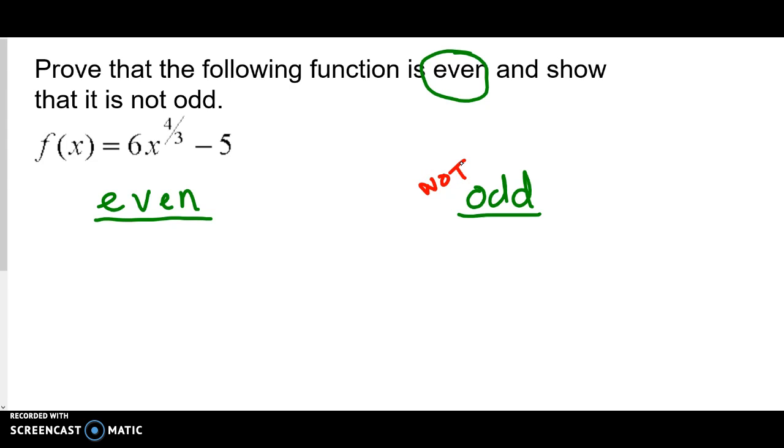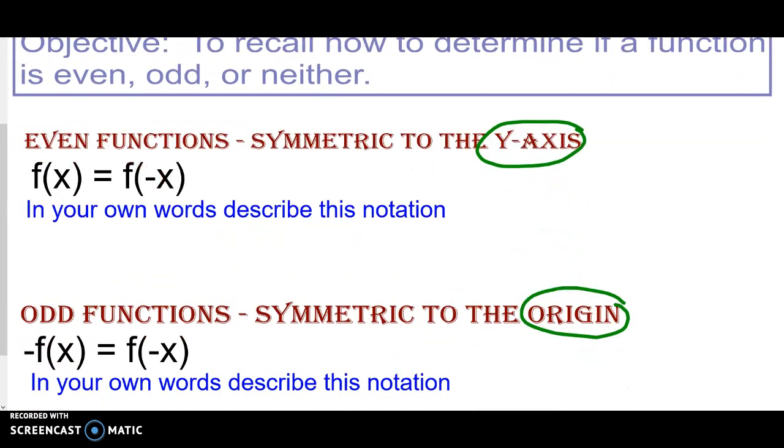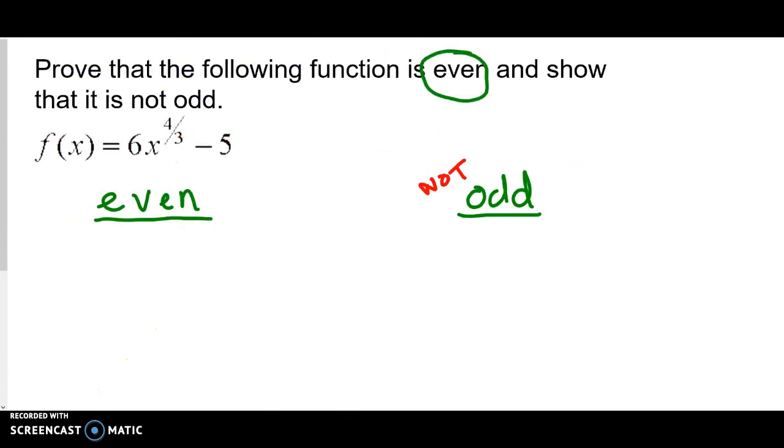Okay, so you're actually going to be using this notation that we have from the previous page, right? This one here to prove that it is even and prove that it's not odd. So go ahead and put me on pause, and I'd like you to prove that.